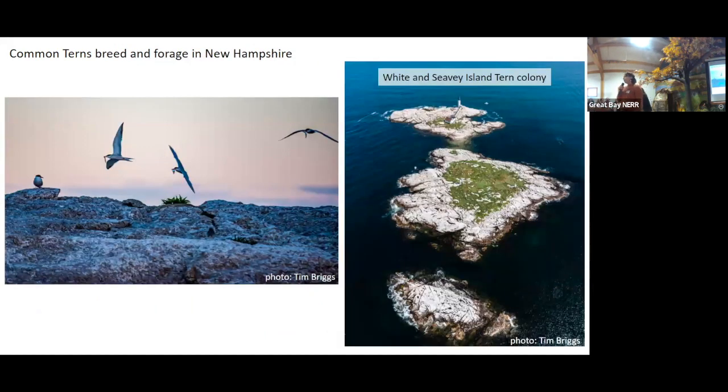Here in New Hampshire, we have the potential to use terns in this way. We have a breeding colony of common terns out on White and Seavey Islands on the Isles of Shoals, in the same system that Sydney's working in. The 3,000 or so breeding pairs of common terns out there forage in the waters offshore around the colony, but they also venture into the Piscataqua River and into Great and Little Bays. Researchers have been studying and monitoring this colony for upwards of 2 decades.